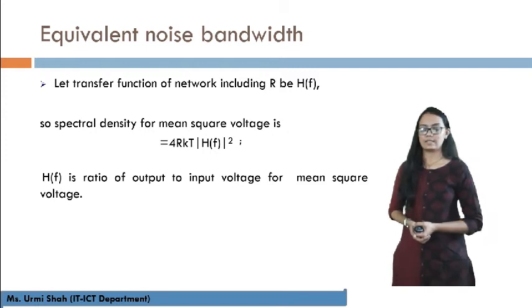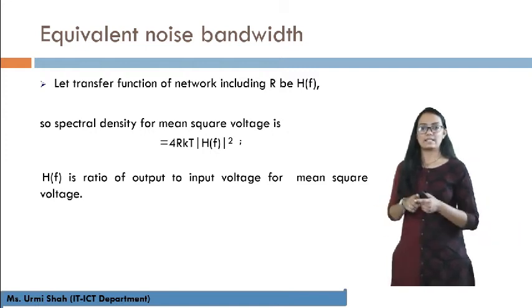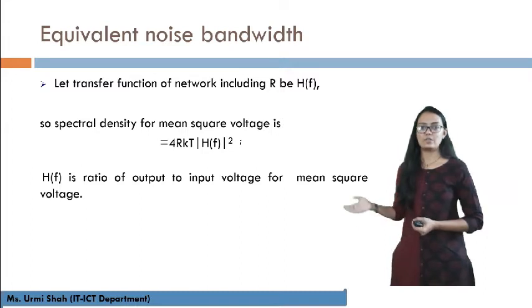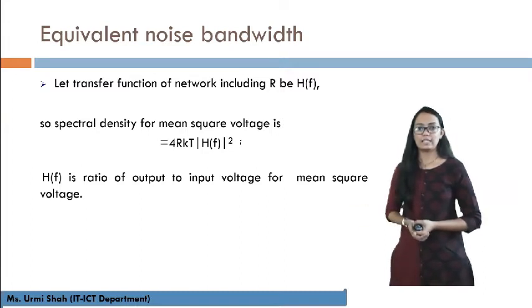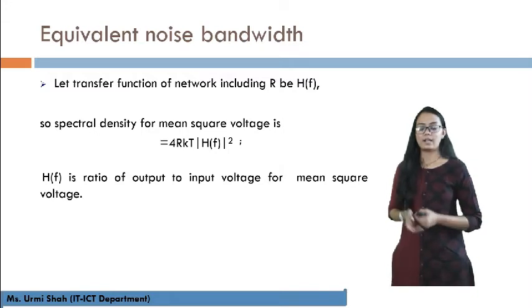So the spectral density, the overall density of your communication system in terms of voltage or mean square voltage, will be equal to 4RkT |H(f)|². Now H of f is your transfer function which is present in your communication network. H of f is the ratio of output to input voltage for mean square voltage, so basically it will be unitless. H of f is the ratio of output voltage upon input voltage. So this is the formulation for equivalent noise bandwidth.